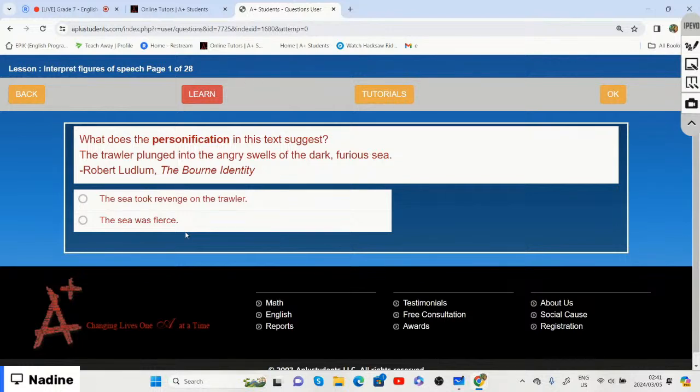For example, we are going to one of our test questions. It says, what does the personification in this text suggest? The trawler plunged into the angry swells of the dark, furious sea.